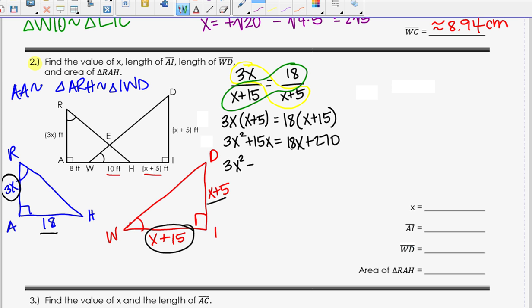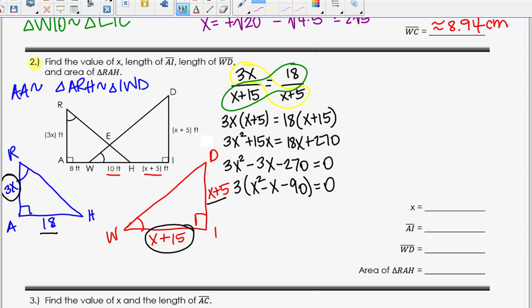Alright, so, like I was saying, 18x subtracted over gets you a negative 3x, and then you have minus 270, because it has nothing to combine with, equals 0. So I'm going to look at this, and I'm going to take out a GCF of 3, and you're left with x squared minus x minus 90 equals 0.